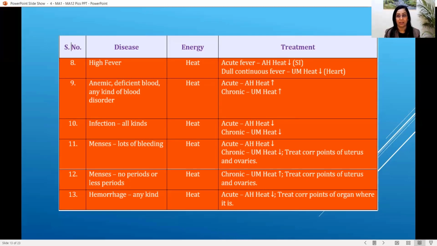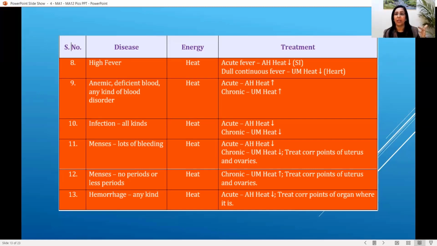Then menses. Now again, menses or periods in girls is a blood disorder or blood related issue, right? So if there is a lot of bleeding, then to cure that, you have to treat the heat energy. If it is an acute problem, just during one session of menses, then you have to do heat sedation, that is, sedate the small intestine meridian during that time. That will stop the too much bleeding.